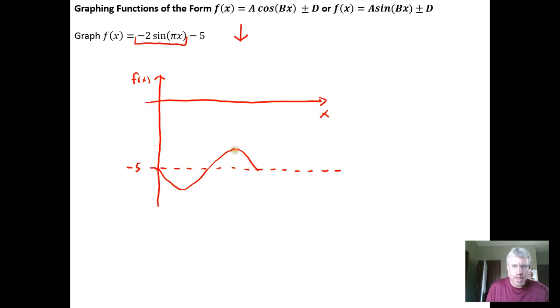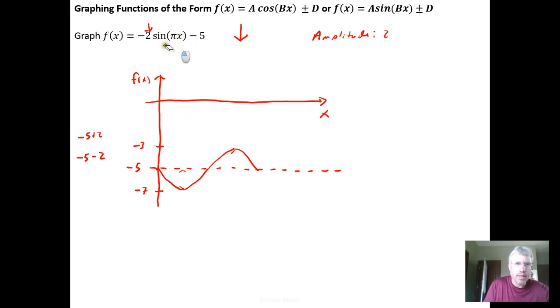Now we need to identify what's the highest point on the graph going to be, what is the lowest point on the graph going to be, but the amplitude is 2. The amplitude is 2, so we're going to be 2 above the midline, so -5 plus 2 is -3. We need to be 2 above the midline, and we need to be 2 units below the midline at -7. In other words, the amplitude always tells you the distance between the crest and the midline and the distance between the trough and the midline. So that takes care of the basic shape of the function.